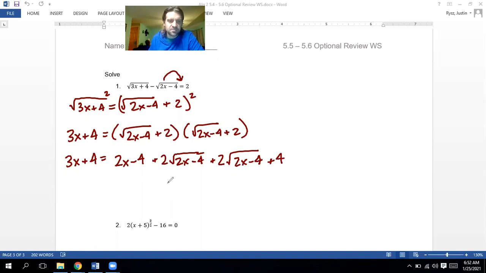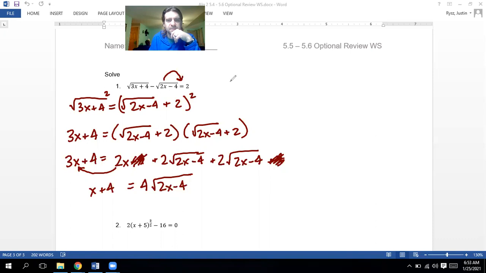Okay, some interesting things happen here. When we combine the 2 radical 2x minus 4 and the other 2 radical 2x minus 4, we get 4 radical 2x minus 4. Now on this side here, we have a minus 4 and a plus 4, so they kind of cancel each other out. And so all we need to do is minus this 2x over, so this becomes an x plus 4.